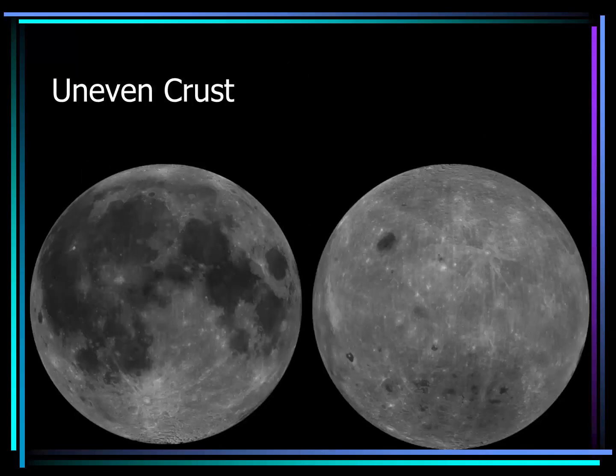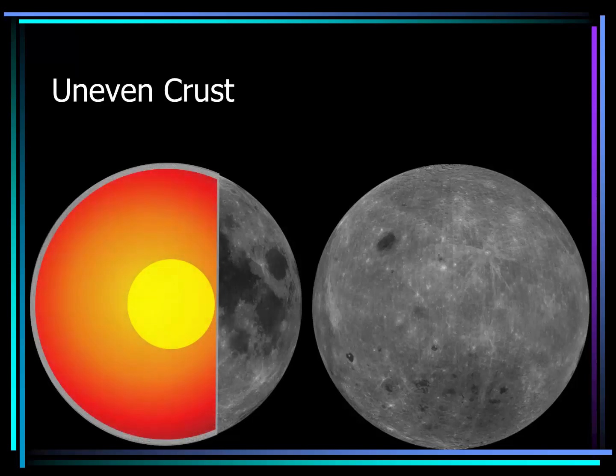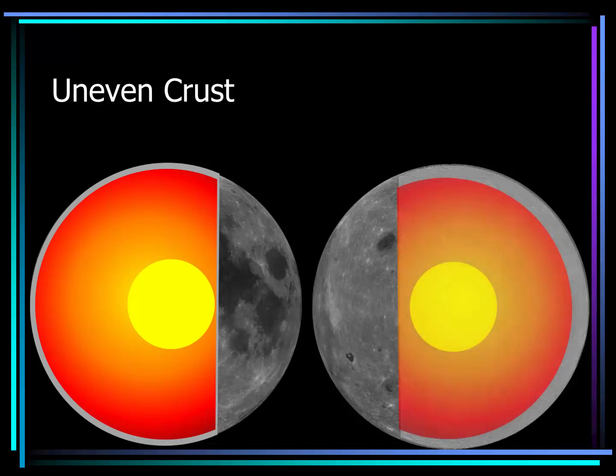So why are there more craters on the far side and less on the near side? That is because of the uneven crust. As it turns out, the crust on the near side, or our side of the Moon, is only approximately 60 kilometers thick. The crust on the far side is closer to 100 kilometers thick. Understanding the difference in the thickness of the crust will explain why there are more maria on the near side. It was much easier for asteroids to puncture the thin crust on the Earth side of the Moon.